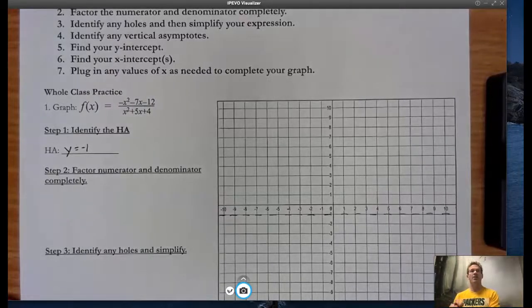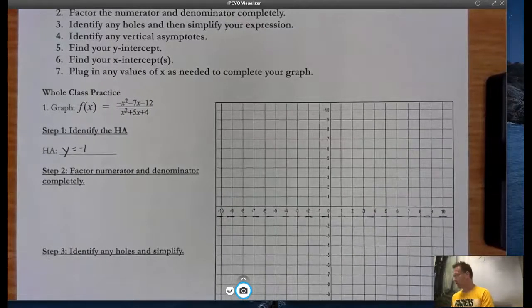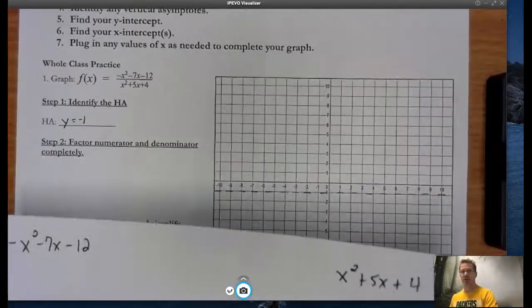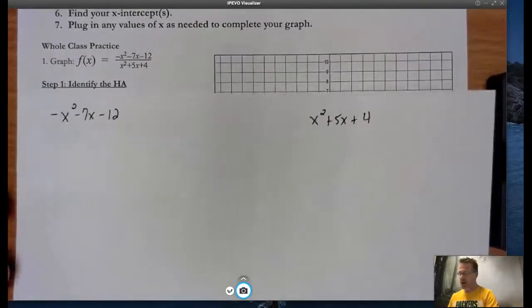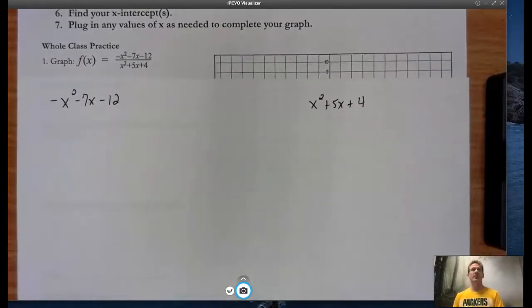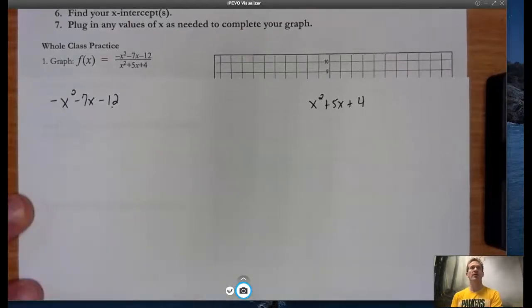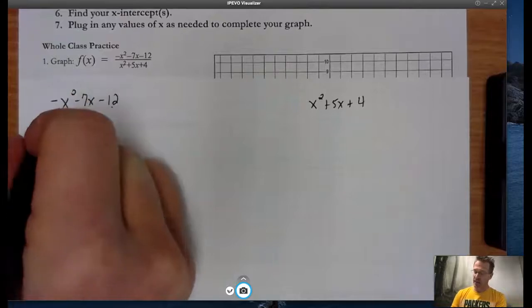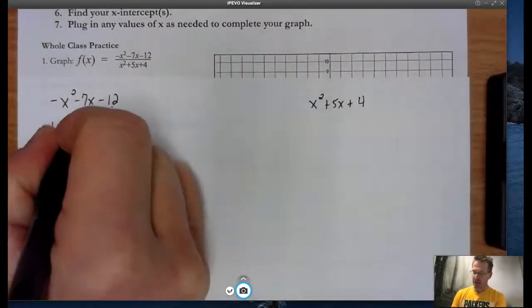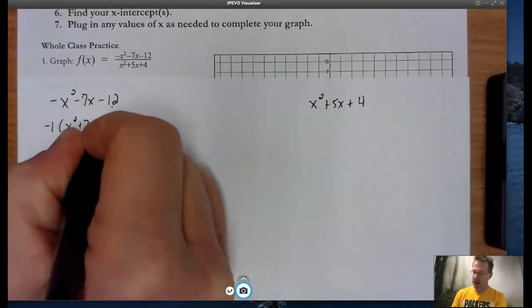Okay, so now what we want to do is factor completely. Once again, I'm just going to do this on a separate sheet of paper so I have a little bit more room and can make things a little bit cleaner for you. When we look at the numerator, once again, we typically want that a value to be positive instead of negative. So if it is negative, we want to factor that out. I'm going to factor out a negative 1 here, and that means this is x squared plus 7x plus 12.